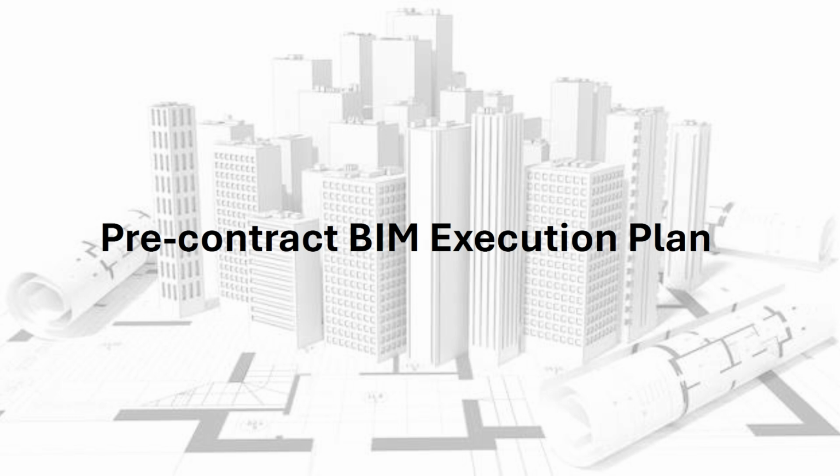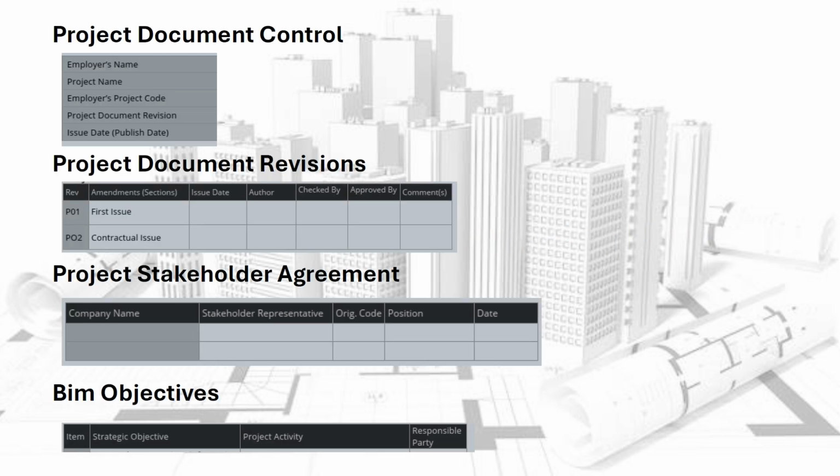In this video, we can check here's a more detailed breakdown of what a pre-contract BEP entails. In a BIM execution plan, BEP, the project document control section is critical to organizing, managing, and tracking all project documents, models, and revisions effectively. The table below is a template for project document control, including important document-related information such as employer's name, project code, document revision, and issue date.